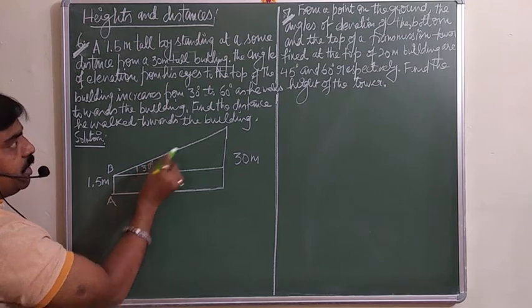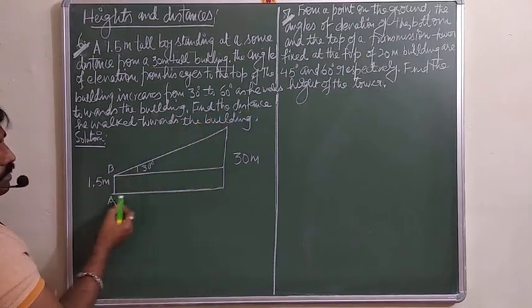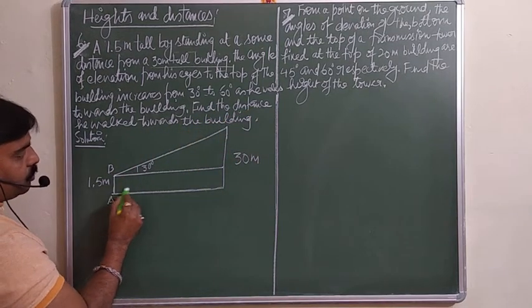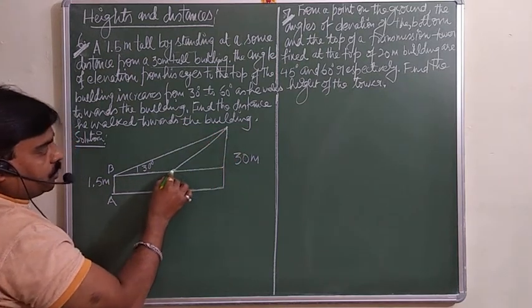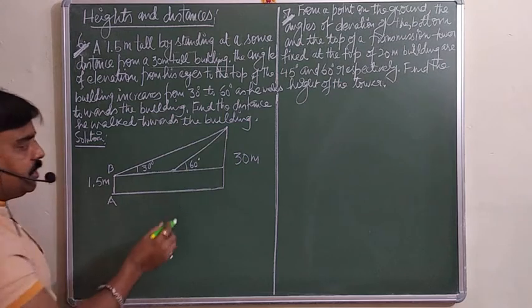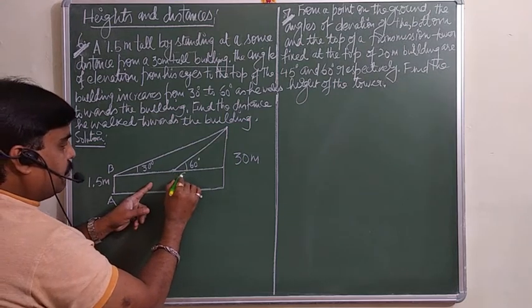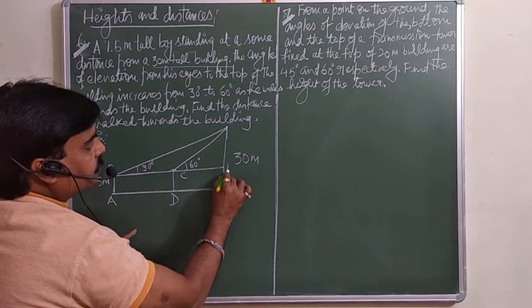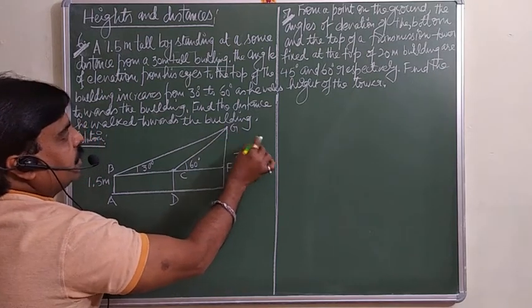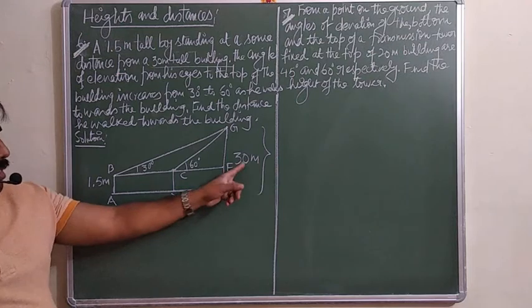Then as he walks towards the building, the angle of elevation becomes 60. Now this is 60. You can give the name C. Here this is point D, E, F, and this is also Z. This is your building. Height of the building is 30 meter.